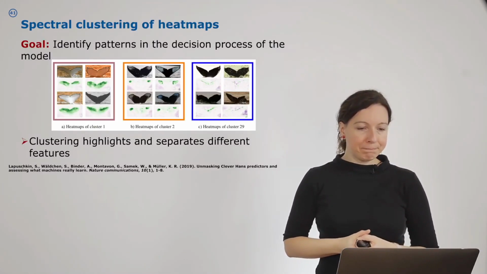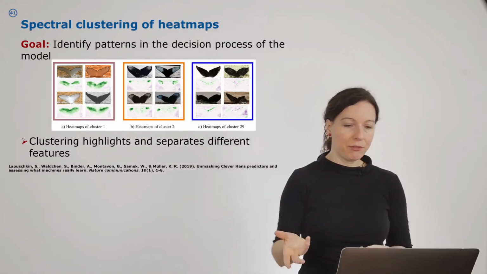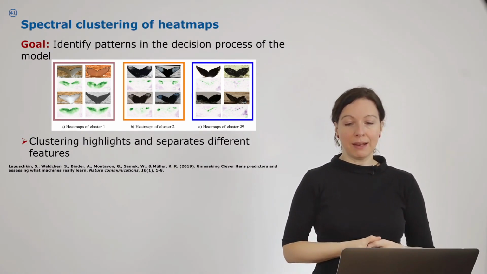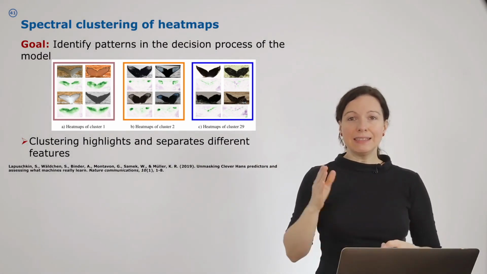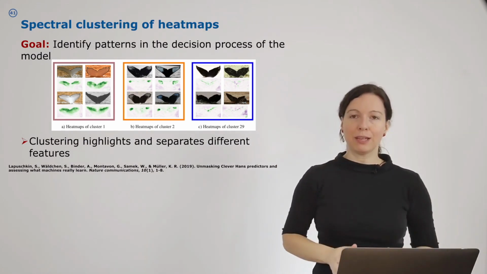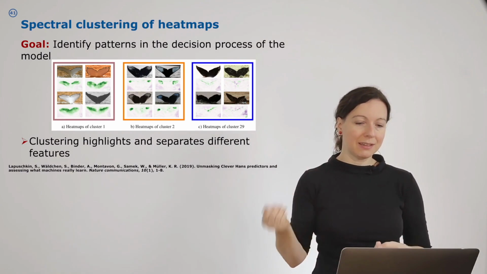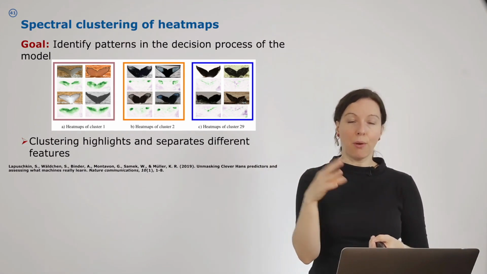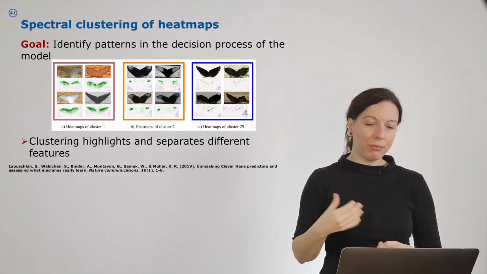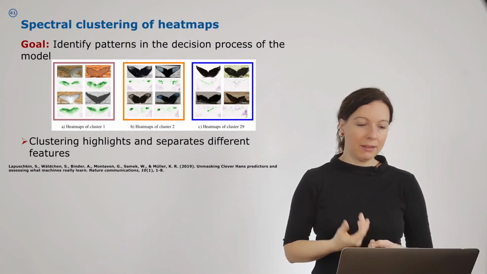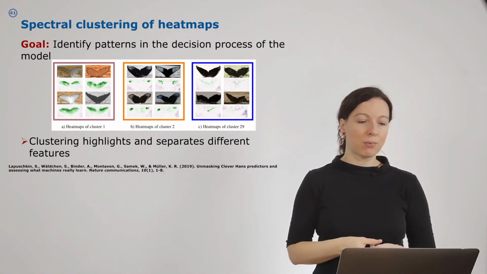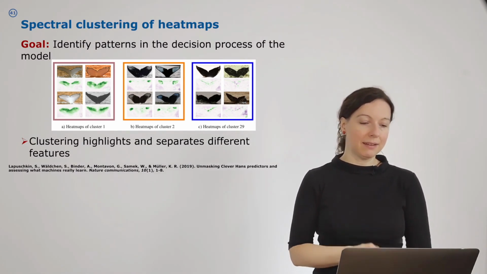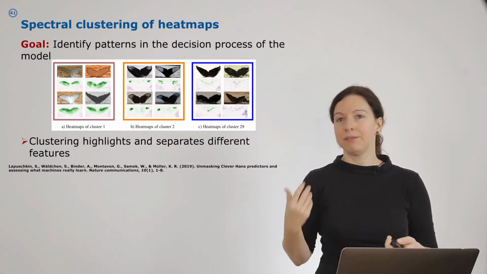Okay, and you can go one step further and analyze not only single heat maps, but also the whole decision process by analyzing all heat maps together. So this is again an extension. Today we are talking about local methods, but this is an extension to get some global insights for the whole data set. This can be done by performing clustering of the heat maps. The goal is then to identify patterns in the decision process of the model. With patterns, I mean that the clusters highlight and separate different features.